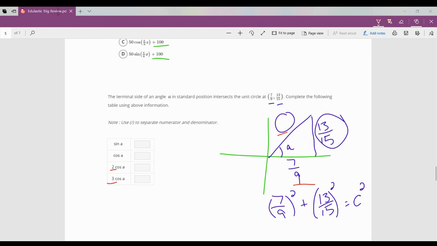Okay, so that one becomes a little bit tricky just because you're dealing with fractions and you are going to be winding up doing, you know, a fraction divided by a fraction for sine and for cosine. All right. And that's it for those 2 sets.